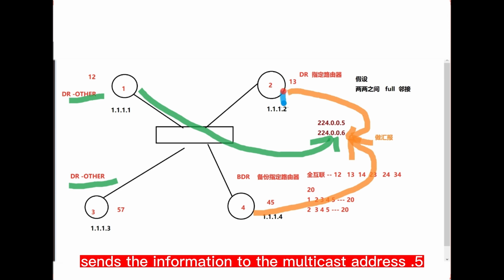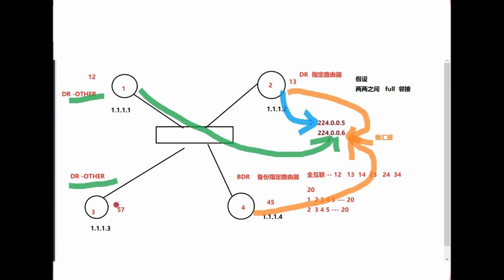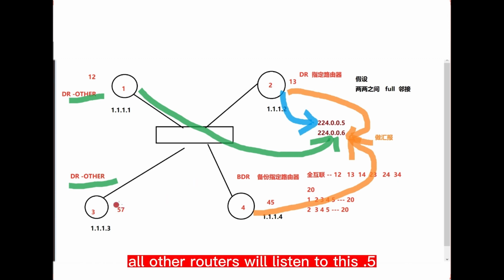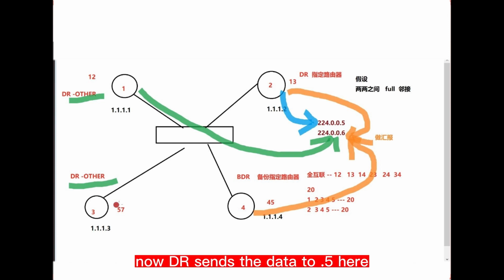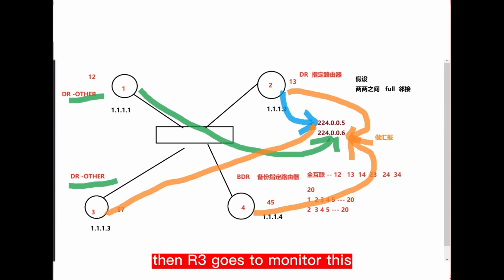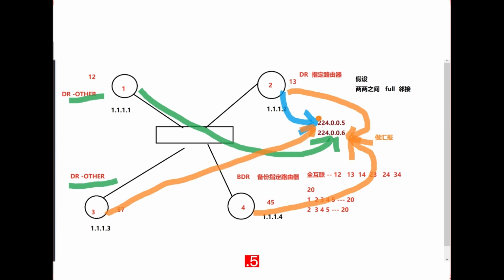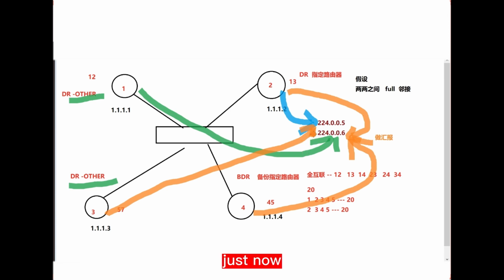DR sends the information to the multicast address 224.0.0.5. I'm not saying it sends directly. Then all other routers, please pay attention, I'm talking about all routers, will listen to 224.0.0.5. That is, now DR sends the data to .5 here, then R3 monitors .5 and receives the update issued by the DR just now.